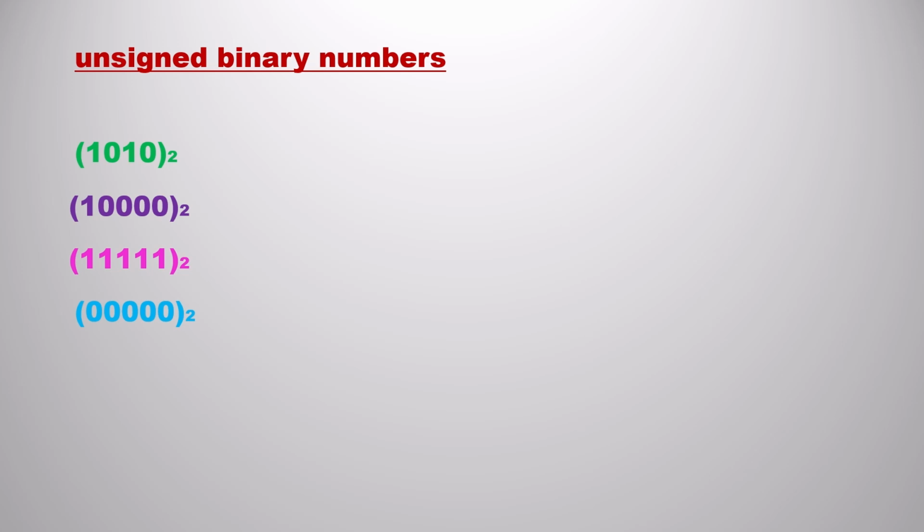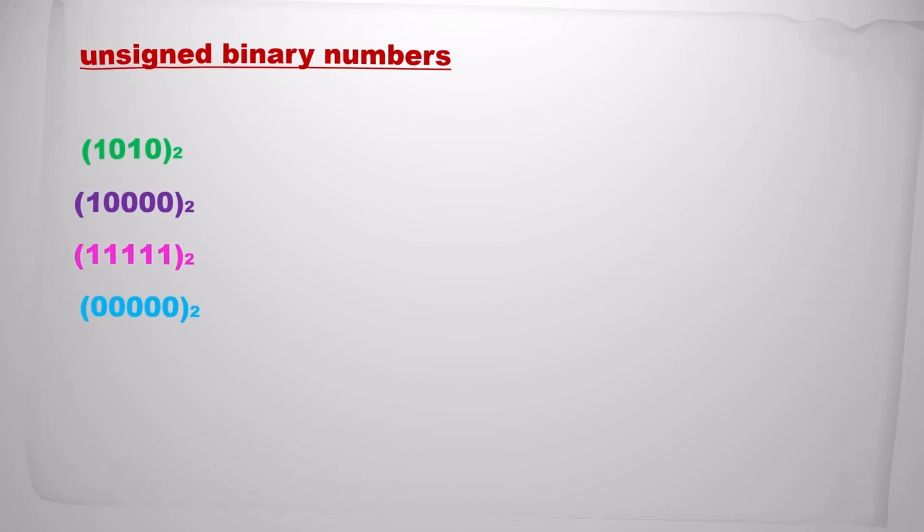Let's see what is meant by unsigned binary numbers. In daily use we are using the normal binary numbers, without a negative sign, with just the magnitude. That is known as unsigned binary numbers, because we do not consider the sign of the number, we only see the positive number. So that is unsigned binary numbers.